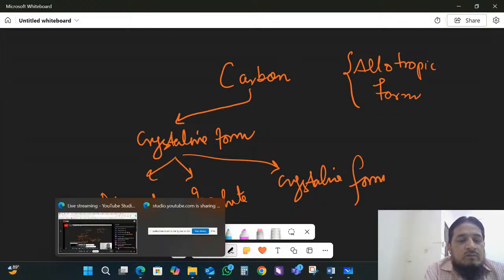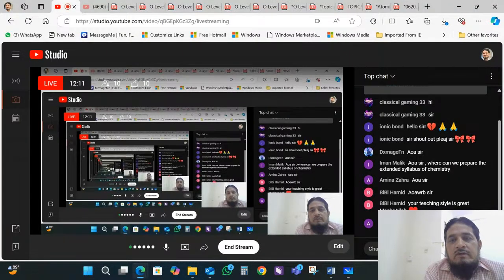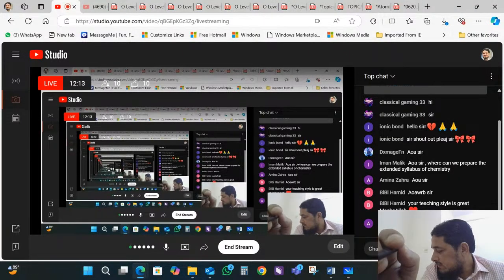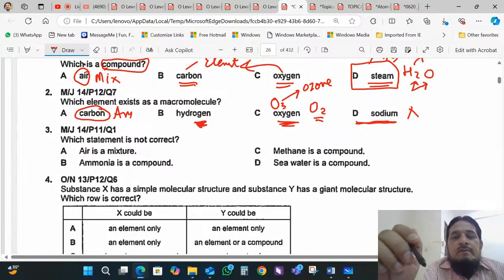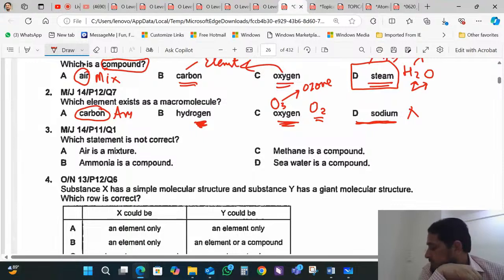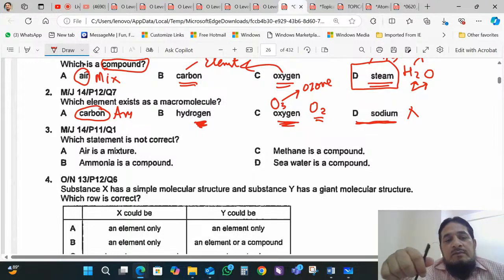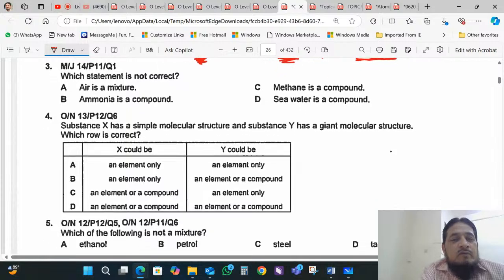So now we come back to the question, which was: which element exists as a macromolecule? The answer will be carbon. Carbon is present in macromolecular form, in diamond and in graphite. Then we will move to the next question.